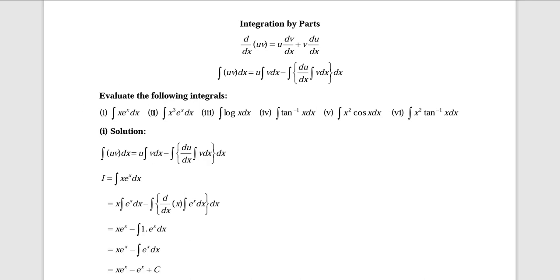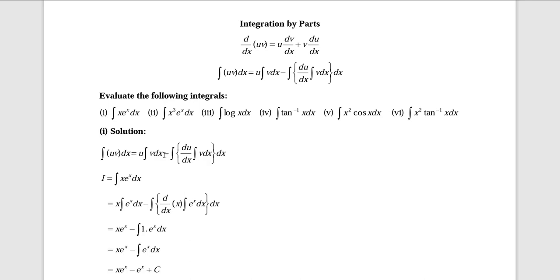You will do number 2 and 4 and I will solve the rest. So in number 1 we have integration of x e to the power x. So let us consider this x as our u and e to the power x as our v. So according to this formula, first we have to write u. So we wrote x. Then we have to write integration of v. Our v is e to the power x, so we wrote integration of e to the power x.